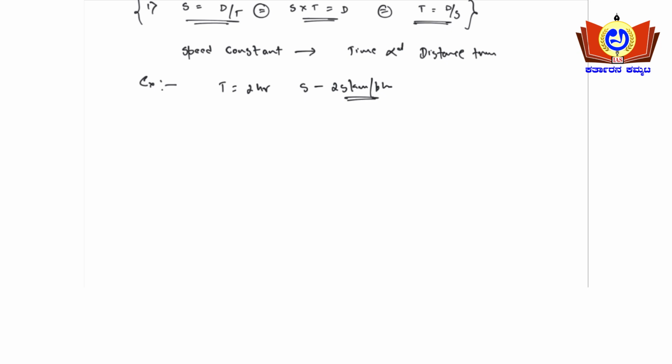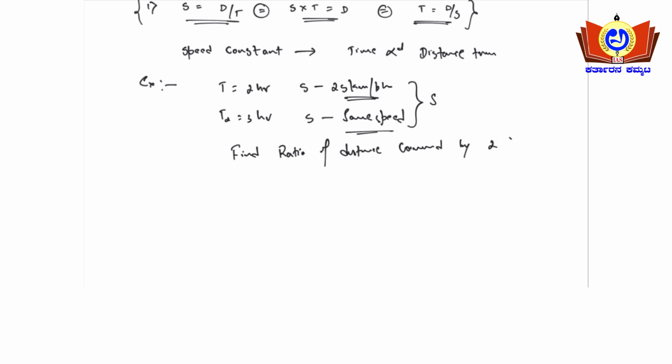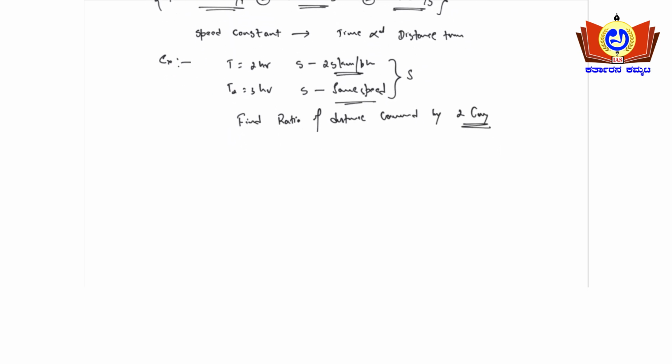Just assume here, another car moves for 3 hours. So T2 will be 3 hours, with the same speed, right? Speed is constant here. Both cars are traveling with the same speed. So find the ratio of distance covered by the 2 cars. So this is the question here, okay?